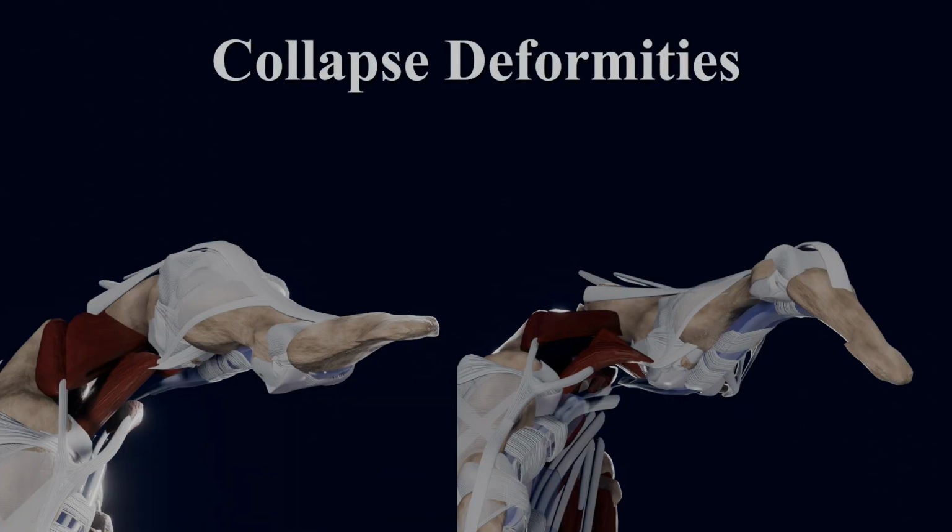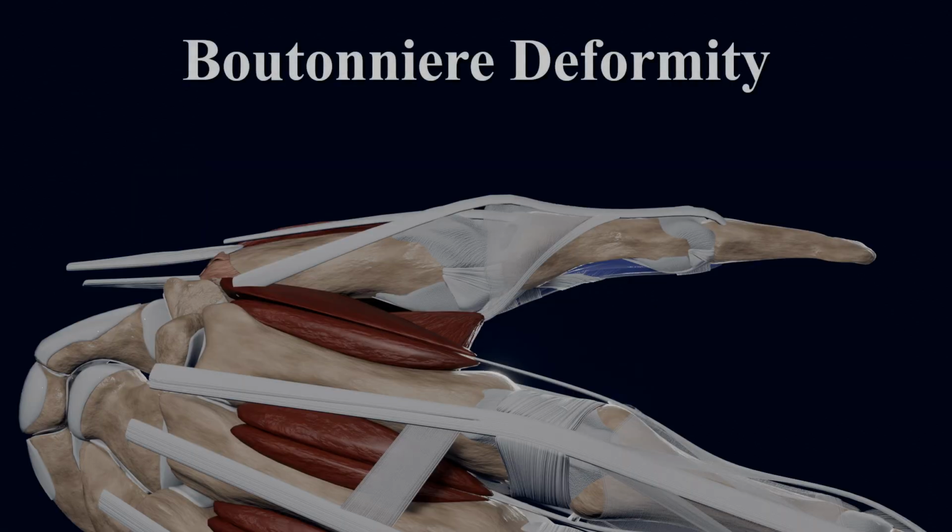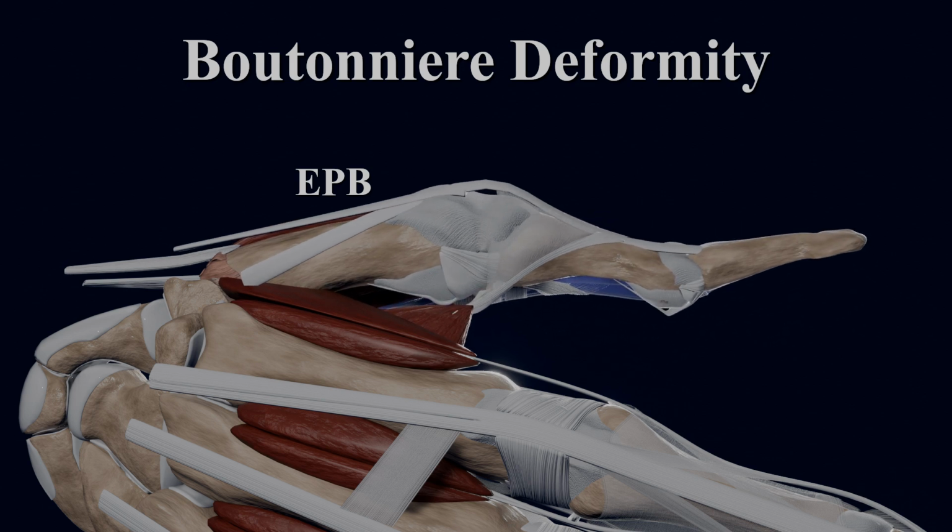Collapsed deformities of the thumb are designated boutonniere or swan neck, as with the other digits. However, etiologies vary somewhat. A boutonniere thumb results from loss or insufficiency of the extensor pollicis brevis. This can be congenital, traumatic, infectious, or inflammatory.